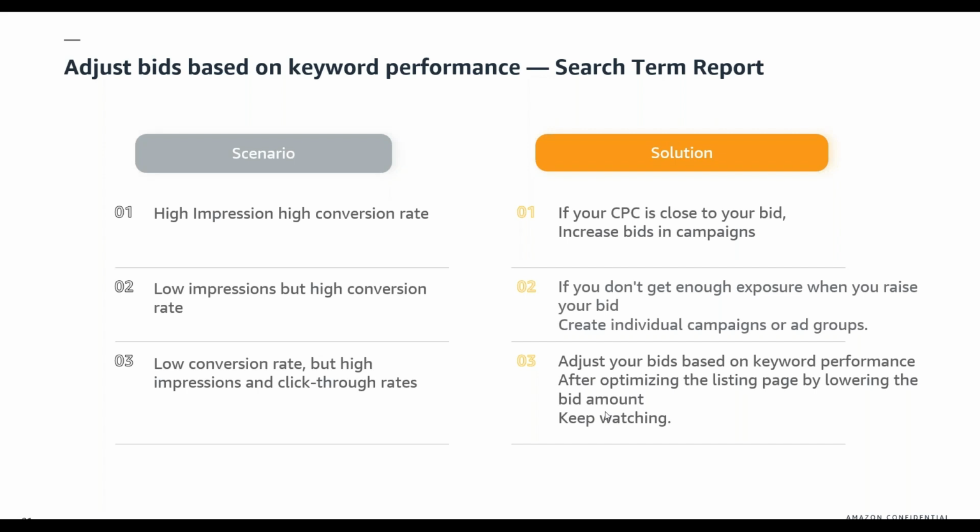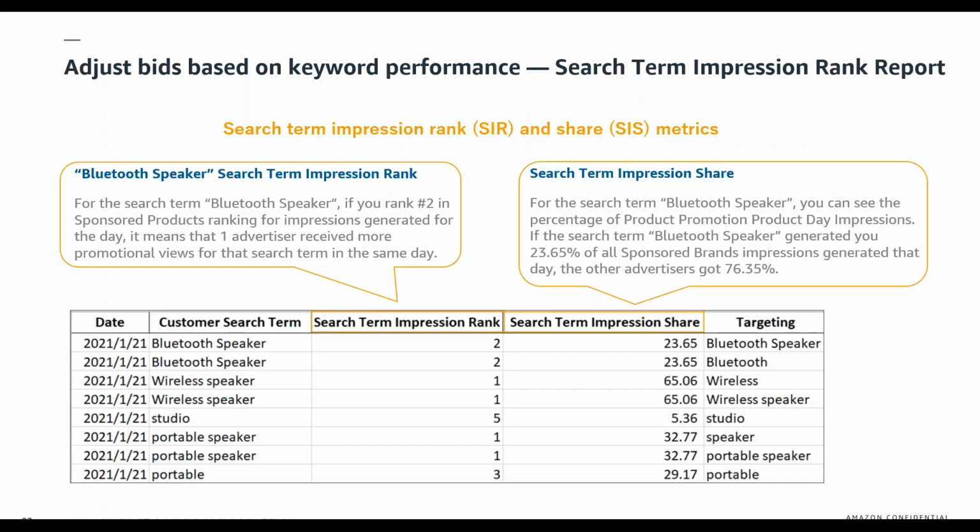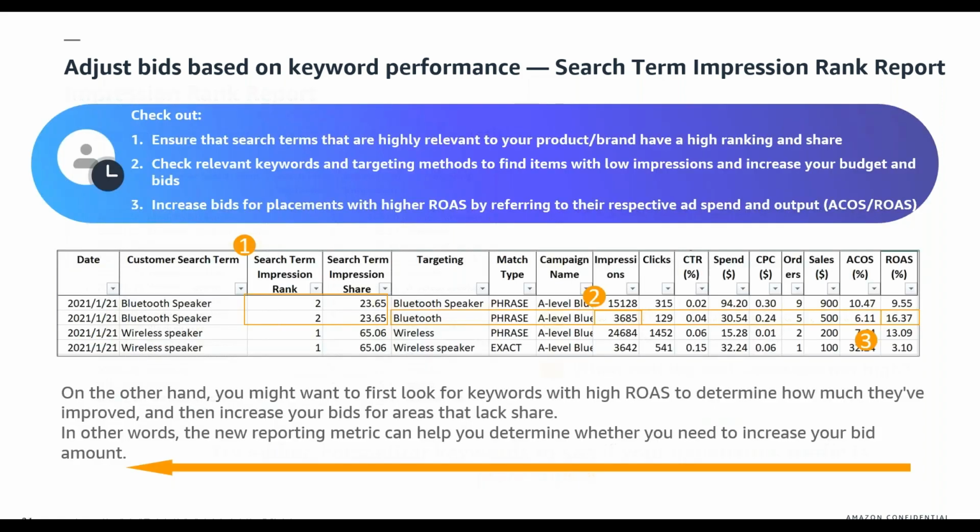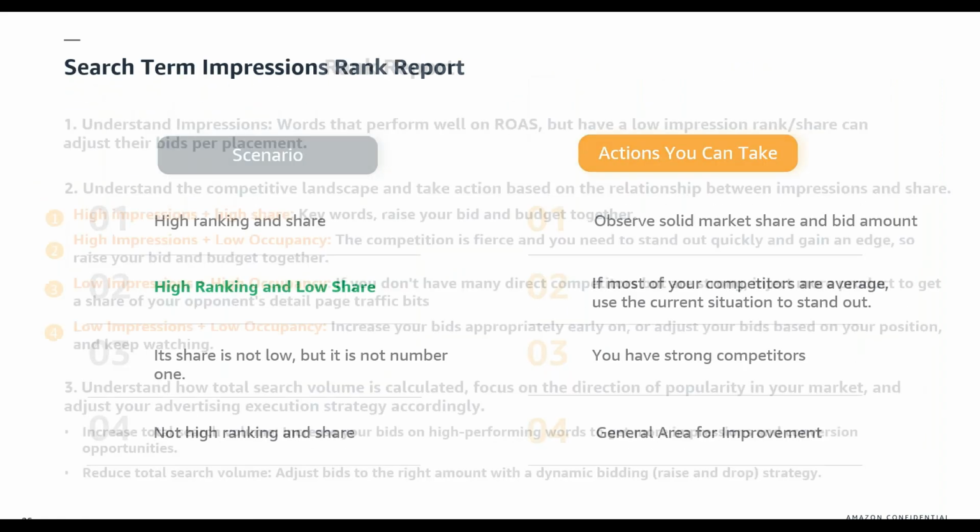So that's our 3 key actions on how to optimize your keyword performance in terms of your search term report. I will skip this because we still have other content, and we can circle back to this again if we have time for search term impression rank.